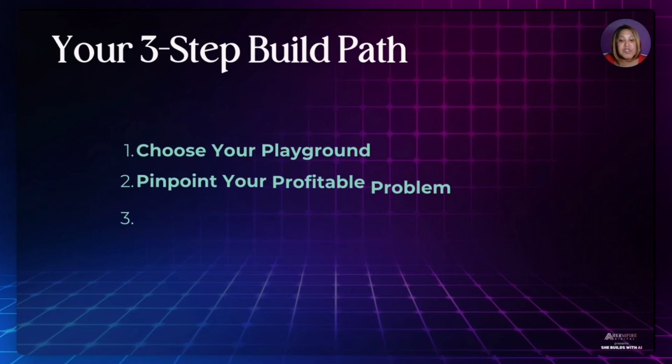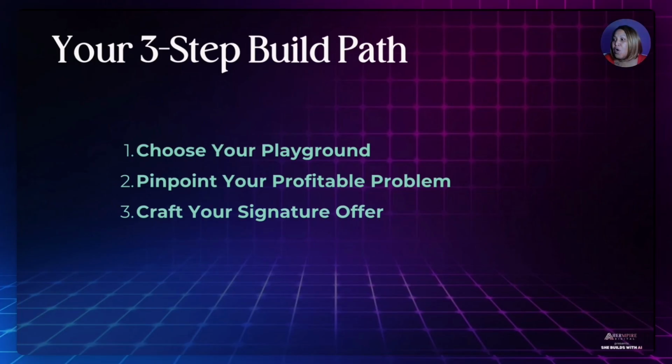So here's your simple 3-step path. First, we're going to choose your playground. Step 2, pinpoint your profitable problem. And then in step 3, we're going to create your signature offer. These 3 pieces create the foundation for your entire ecosystem.